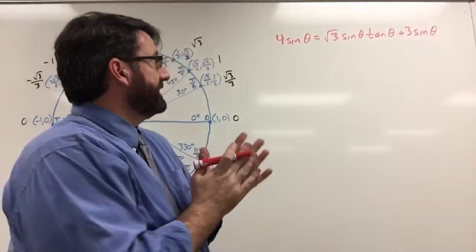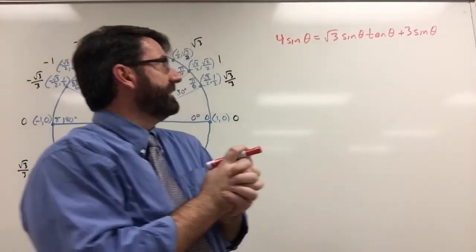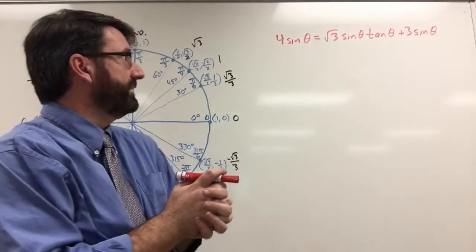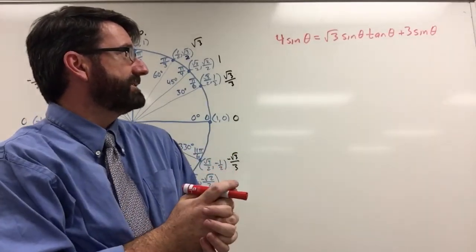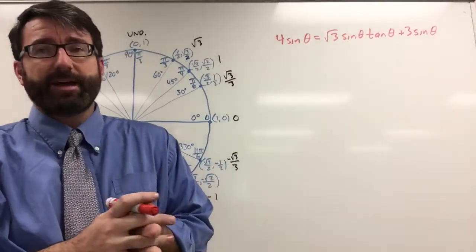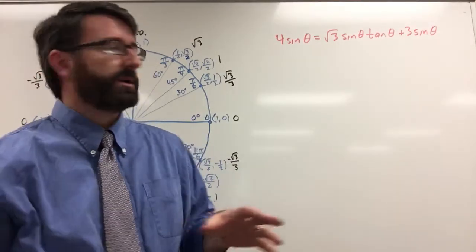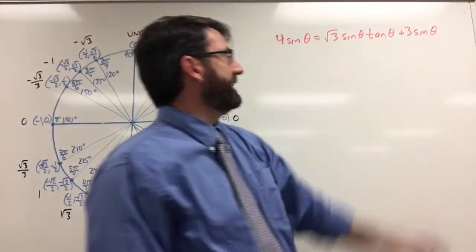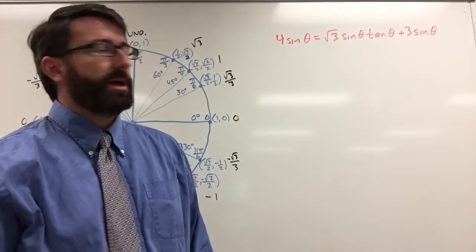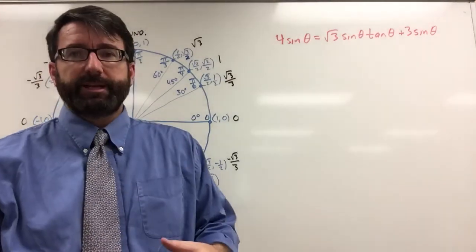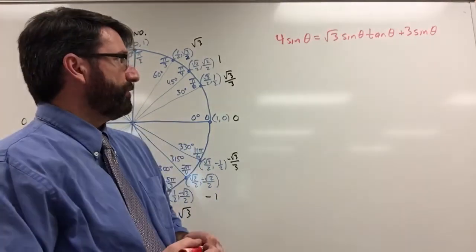All right, this problem is 4 sine theta is equal to the square root of 3 times sine theta tangent theta plus 3 sine theta. So for this one, notice that we've got a sine and a tangent in here. So in order to solve this, we're going to need to factor.